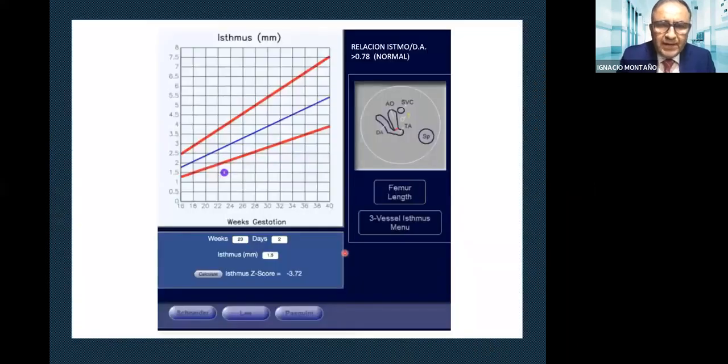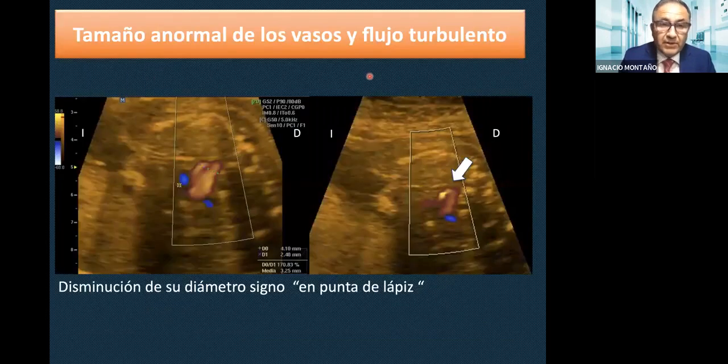Now we are going to evaluate the best predictor for assessing aortic coarctation, which is at the level of the aortic isthmus, and mainly the relationship that exists between the aortic isthmus and the ductus arteriosus. This ratio between the aortic isthmus and the ductus arteriosus has to be greater than 0.78. That is normal. When this ratio is less than 0.78, then there is a high probability of aortic coarctation.